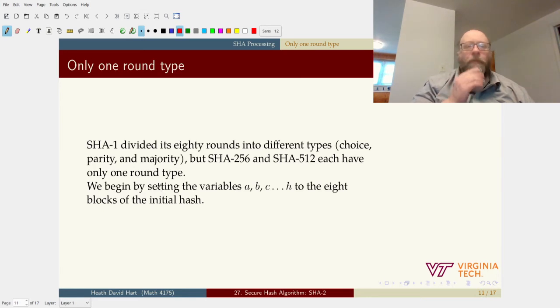Okay. So another advantage of SHA-256 and SHA-512 is that there's only one round type. We don't have choice rounds and parity rounds and majority rounds like we had in SHA-1. We just have the one round type, and I'm going to show it to you on the next slide. We're going to start by setting A, B, C, D, E, F, G, H to the 8 blocks of the initial hash.